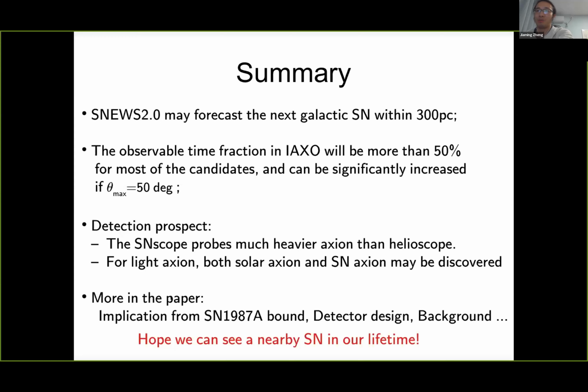I skipped some technical details because of the limitation of time, such as the implication from the Supernova 1987A bound, the detector design, etc. But I will be happy to answer any questions on them, both in the question session or on Slack. And hopefully we can see a nearby supernova in our lifetime.